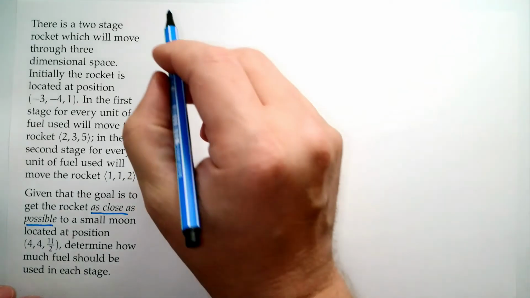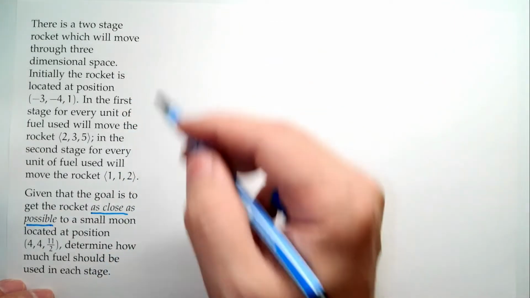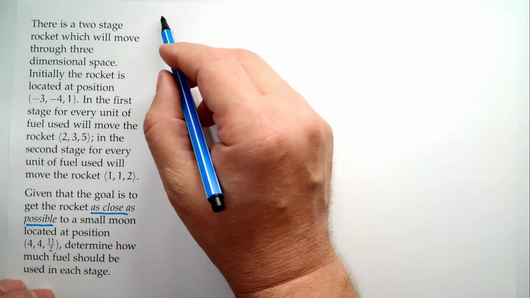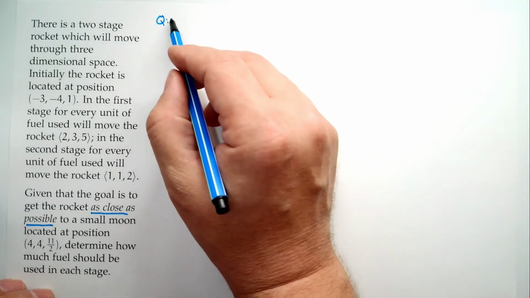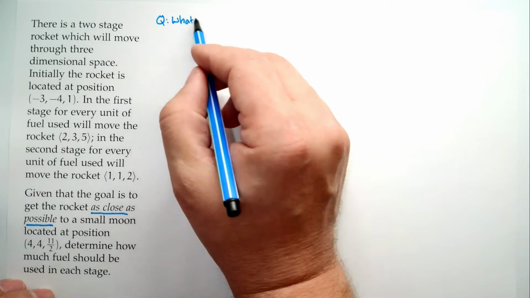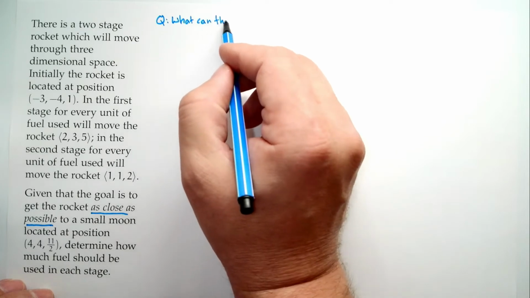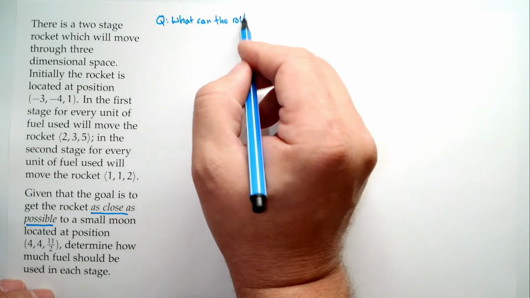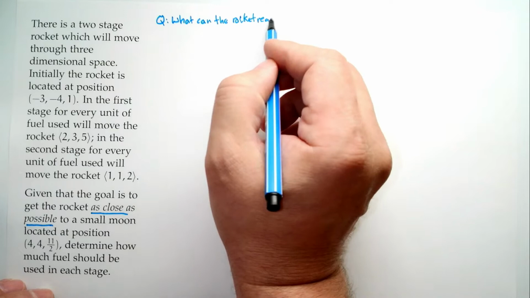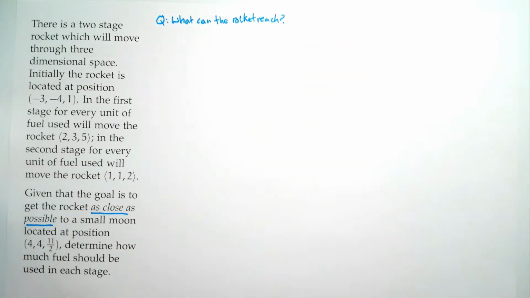So first off, let's ask the question. Instead of trying to find a specific point, the first question is, what can the rocket reach? So in other words, can we figure out all the points where the rocket reaches? And if we can, once we have that set of points, we say, I'm going to pick out just the right one from among that collection.